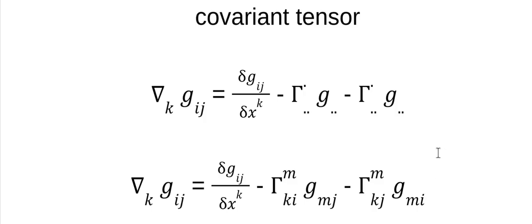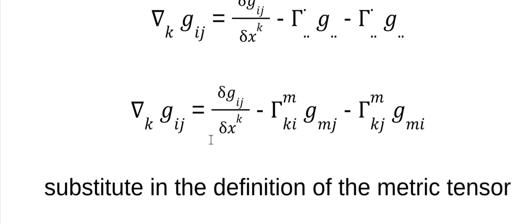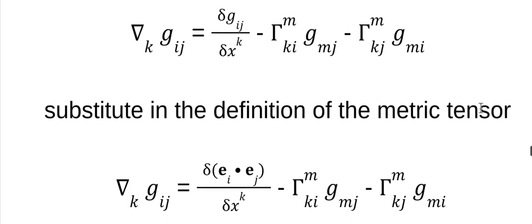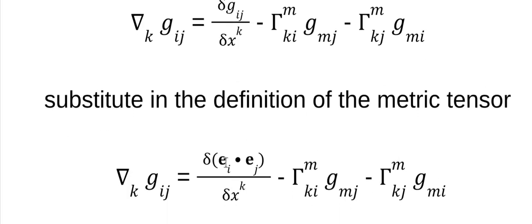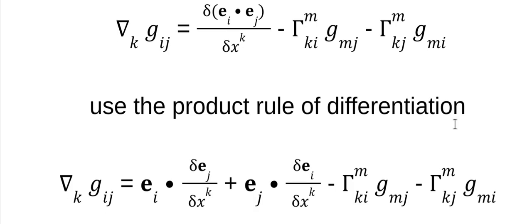All right, so now, what is this? Let's substitute the definition of the metric tensor back in that differential. It is the dot product of EI dot EJ. So let's do our product rule for differentiation: the first times the derivative of the second, plus the second times the derivative of the first.